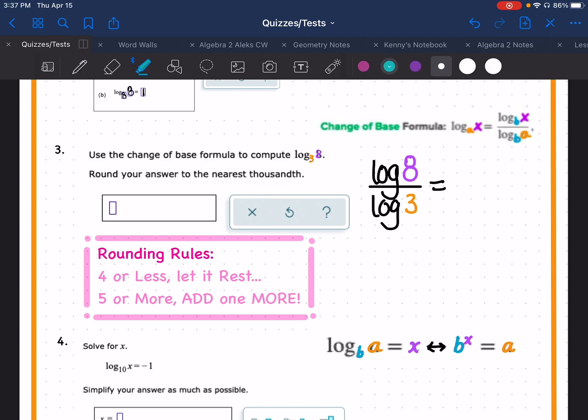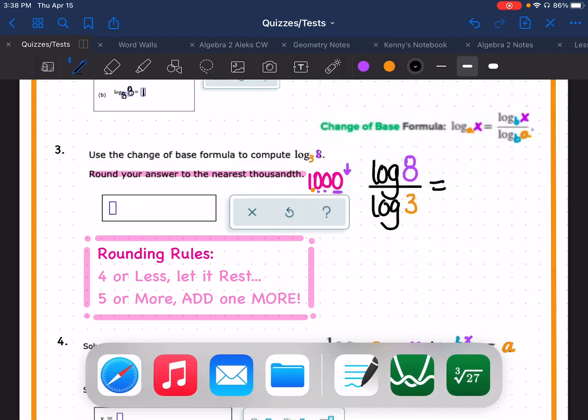It is asking you to round to the nearest thousandth. Let me grab my pink here. 1,000 would be 1,000, just like that. Let me use my orange. So there's my decimal, and I would count 1, 2, 3 numbers, and then the number after that, the fourth one, would be the one that decides, should I let it rest or should I add one more? All right, let's go ahead and put this into the calculator.